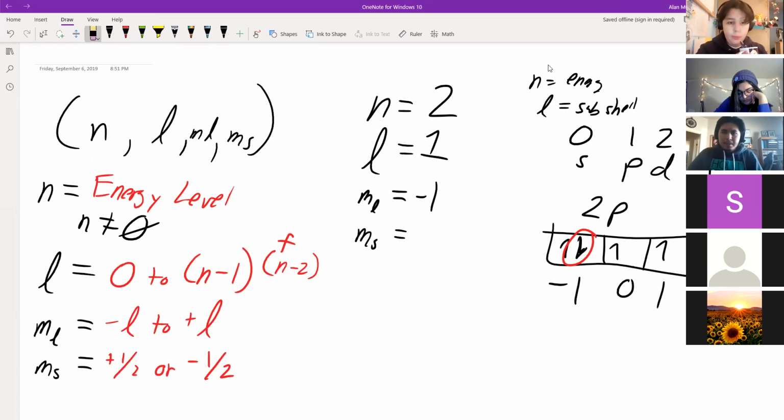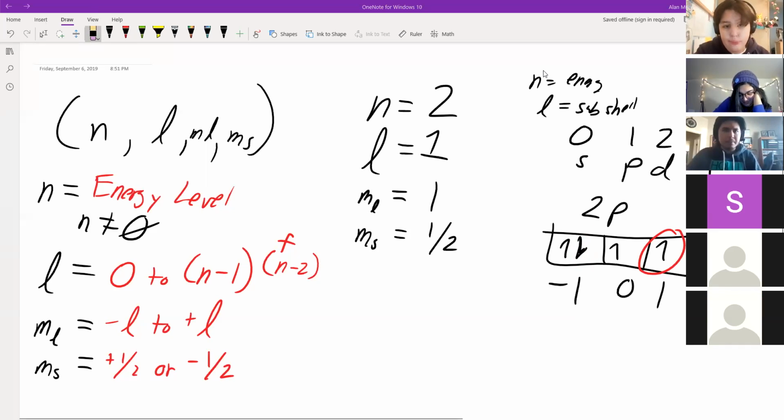So let me quickly fix this up. This would technically be the coordinate system for this electron. But let's say I want to focus on a different electron, this right one here. Which of these values would change? m sub l and m sub s. And what would they change to? m sub l to 1 and m sub s to +1/2. Exactly, because it lands on the 1 box, and it's +1/2 because it's pointing upwards. So that's perfect.